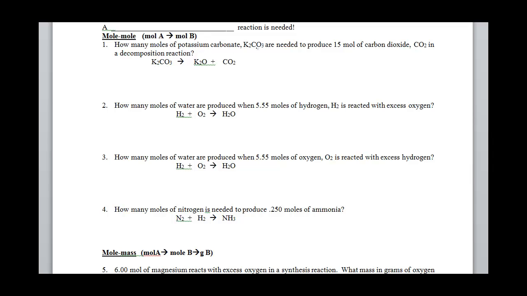How many moles of potassium carbonate are needed to produce 15 moles of carbon dioxide? So in this case, this is what I'm given. So this is my A, carbon dioxide is my A. What am I looking for? Potassium carbonate would be my B. This is a one step. So I write down, always again, just like when we were doing mole, what I know. Well, I know I have 15 moles of CO2.